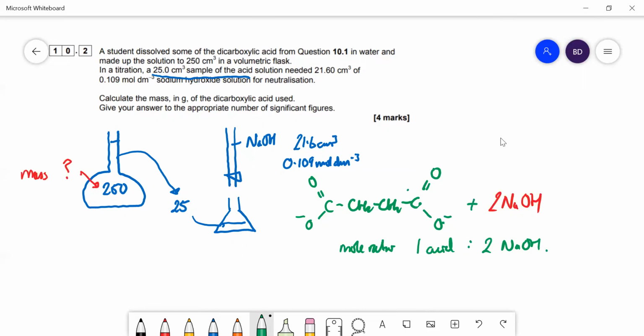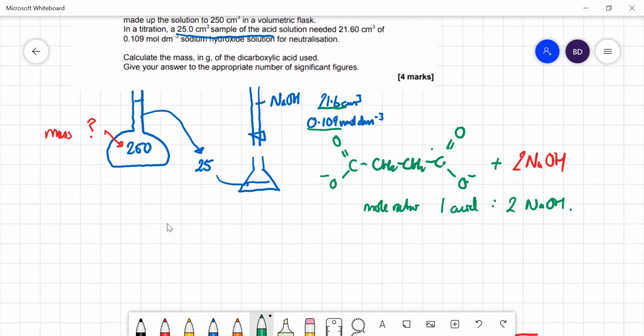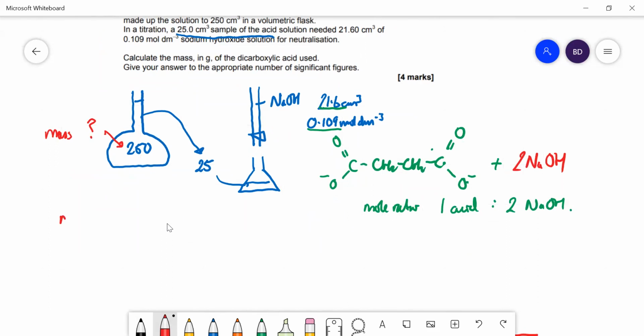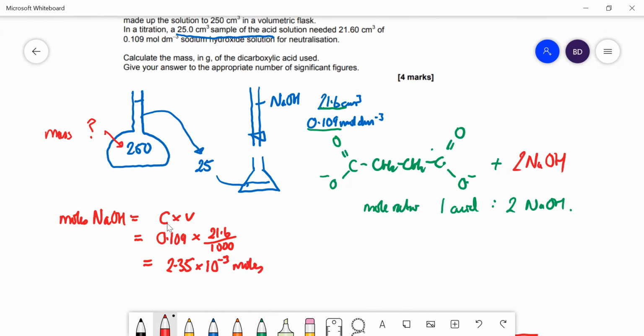Okay, so let's work out our moles of NaOH first, which we can do because we know the volume and we know the concentration. Moles of NaOH is concentration times volume. The concentration is 0.109. The volume is 21.6 over 1,000. That gives us 2.35 times 10 to the minus 3 moles of sodium hydroxide. Now this ratio is 1 acid to 2 sodium hydroxide, so the moles of acid is going to be half that.